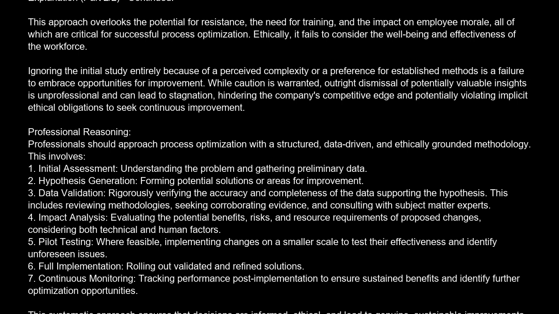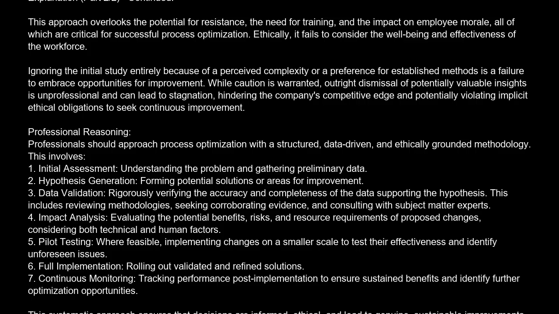This involves: 1. Initial assessment, understanding the problem and gathering preliminary data. 2. Hypothesis generation, forming potential solutions or areas for improvement. 3. Data validation, rigorously verifying the accuracy and completeness of the data supporting the hypothesis. This includes reviewing methodologies, seeking corroborating evidence, and consulting with subject matter experts.